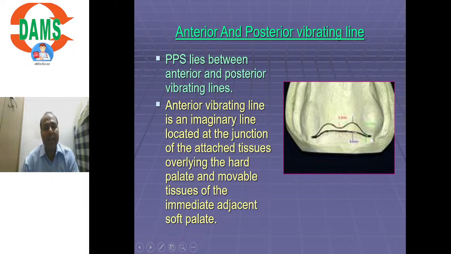We can record the anterior vibrating line by asking the patient to say ah in short vigorous spurts, exaggerating. Generally patient बोलेगा ah like this, right? Another method is Valsalva maneuver. The anterior vibrating line can also be recorded by Valsalva maneuver. How do we do Valsalva maneuver?